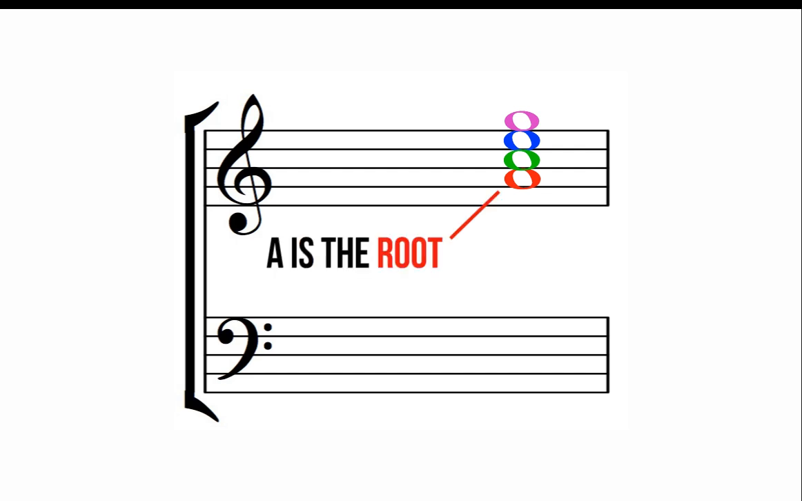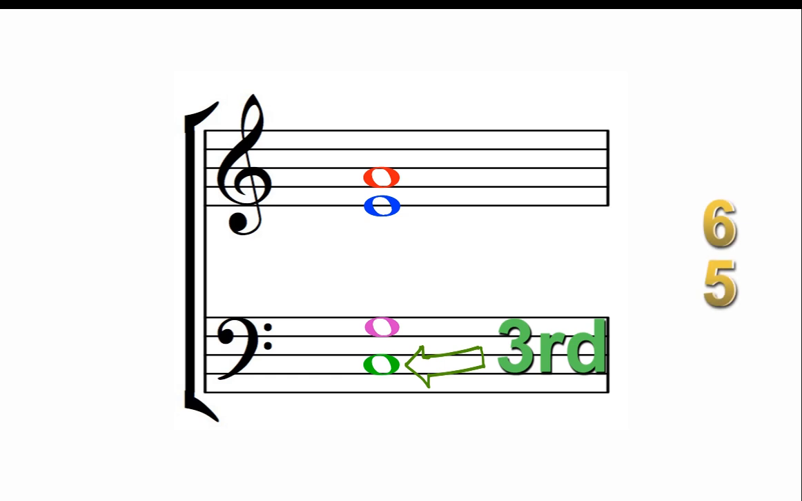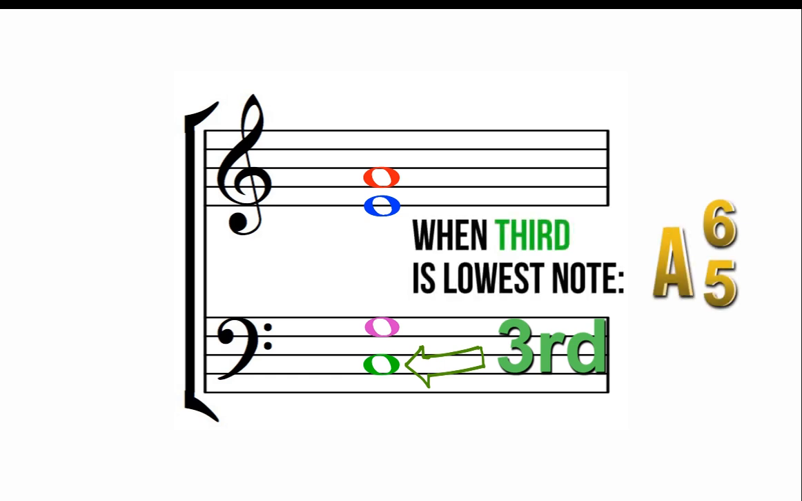So we're going to go ahead and put it back in its original form and see what chord member is the lowest pitch. And we can see that it's the third of the chord. So we're going to call this then a 6/5 chord built on A. When the third is the lowest note, we call it a 6/5.